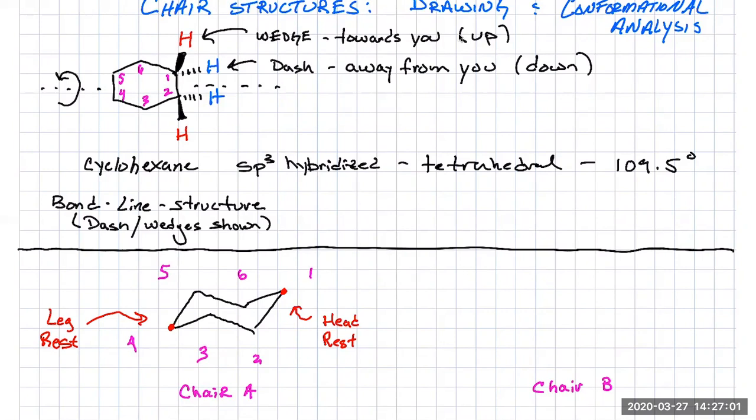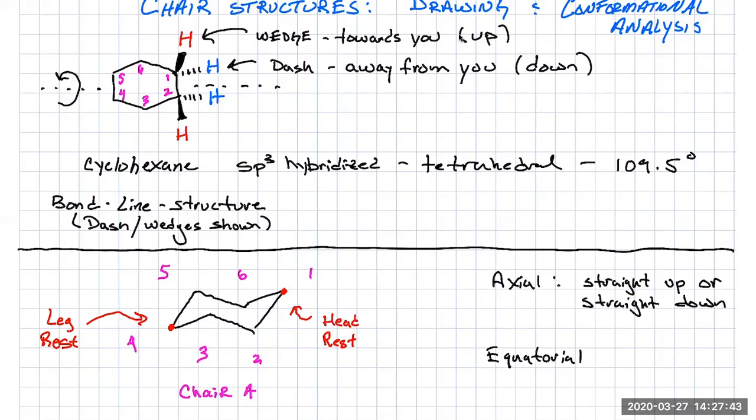Okay, so we want to go ahead and show the substituents on the chair. There are two things to note. We have axial and equatorial positions. So axial and equatorial. Axial, these are going to be straight up or straight down off of the chair.